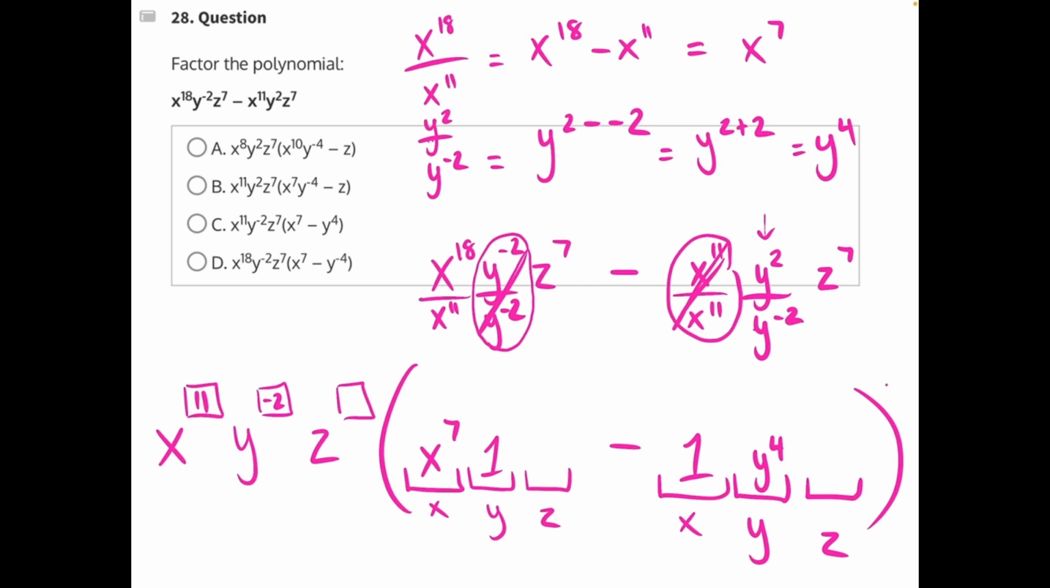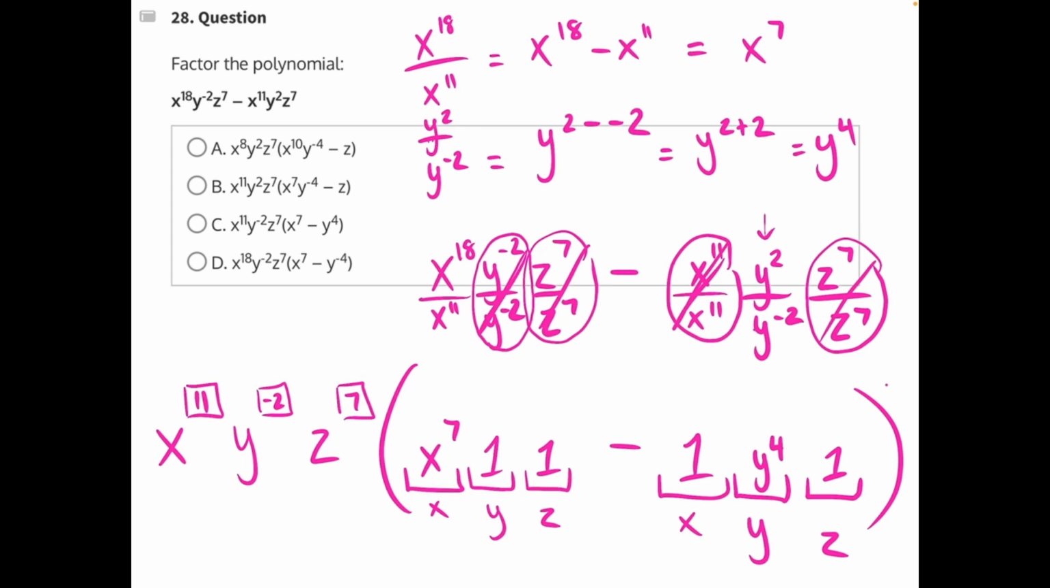The highest exponential power we can pull out of z to the 7 and z to the 7 is z to the 7. Anything divided by itself is just 1, so in both of these cases, we will cancel them out, and all that's left is a 1, and what we've pulled out is a z to the 7.